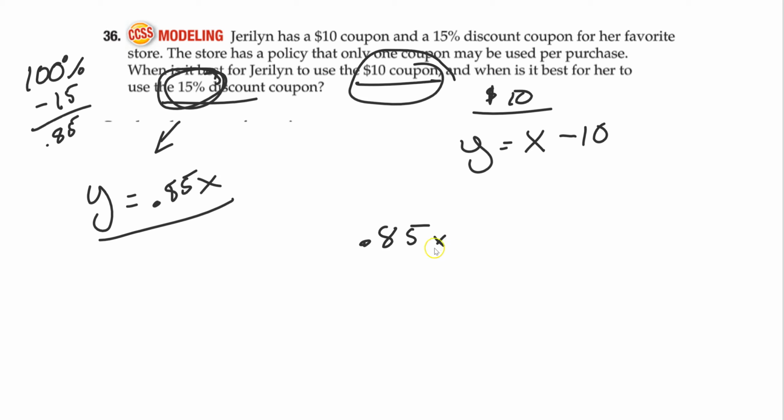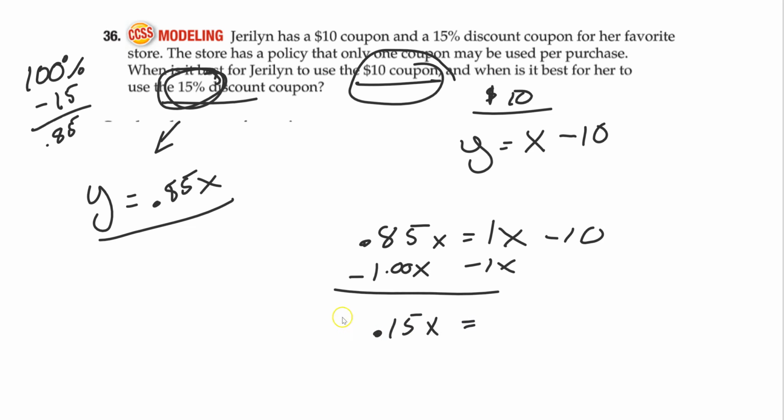0.5x is equal to x minus 10. There's like a 1. Let's subtract 1x. A little easier to see there. I get 0.15x equals negative 10 divided by 0.15. And I get x equals, I don't even know what that is.